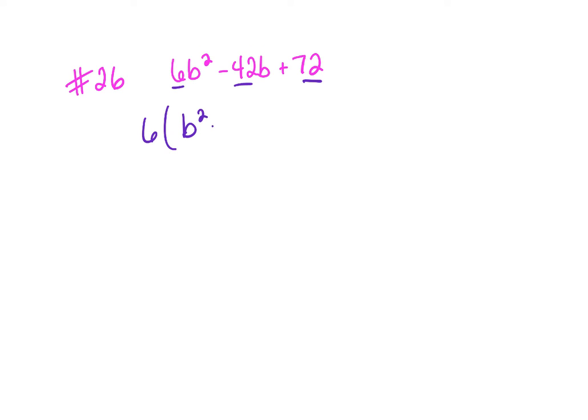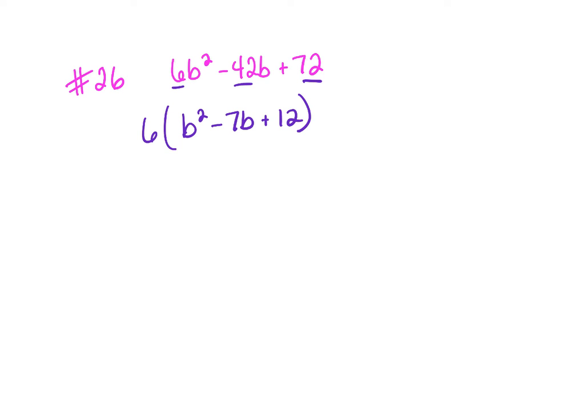All right, so number 26 from homework looks like this. We are given 6b squared minus 42b plus 72. My first rule here is to look for a common factor between the 6, the 42, and the 72, and that's going to be 6. And so I'm going to take that out. b squared minus 7b plus 12.